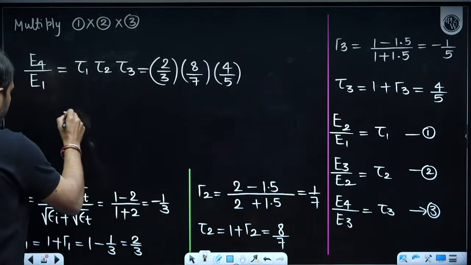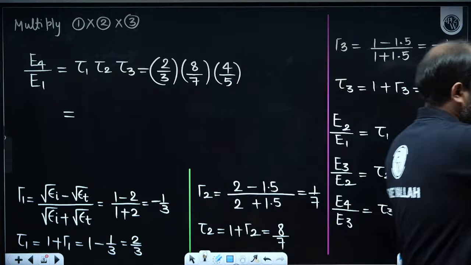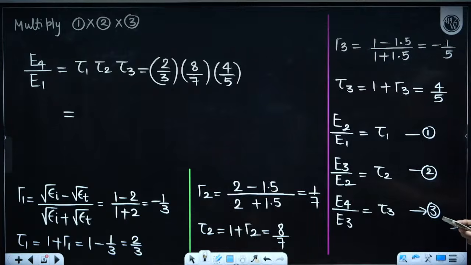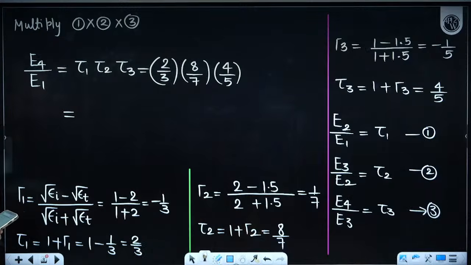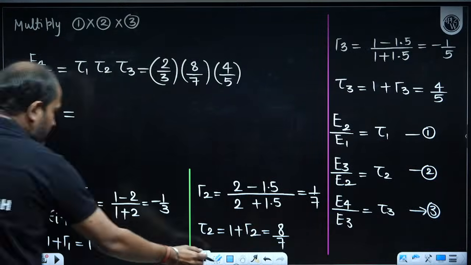So how much in percentage? You can calculate how much in percentage. It's a very good question. So 2 by 3 into 8 by 7 into 4 by 5. Somewhere I did wrong.